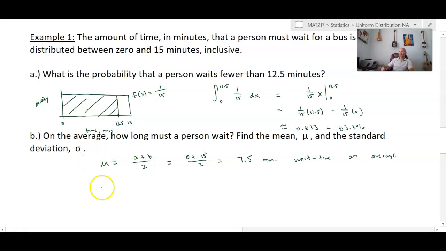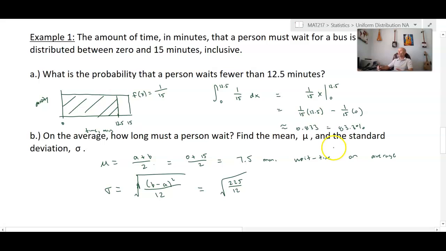Now sigma, the standard deviation, will be the square root of b minus a quantity squared divided by 12. So this is going to be 15 minus 0 squared. 15 squared is 225 divided by 12. So the square root of 225 divided by 12 will give us our answer.